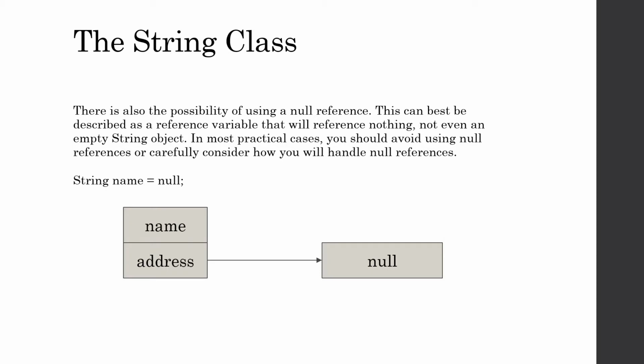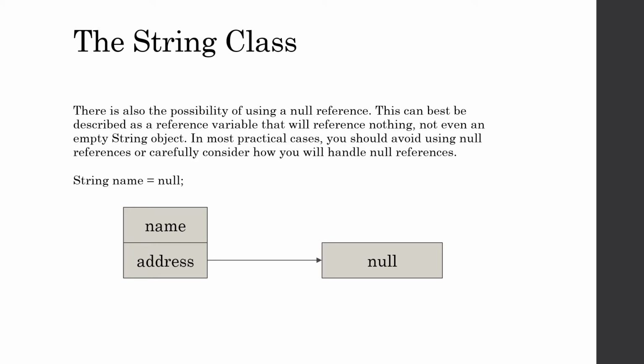There's also the possibility of using a null reference. The best way to describe this is that you can think of it like assigning 0 to a number. It's essentially going to be like nothing. When I talk about this reference variable, it's like you're referencing nothing. It wouldn't even be like referencing an empty string object. It's just nothing.